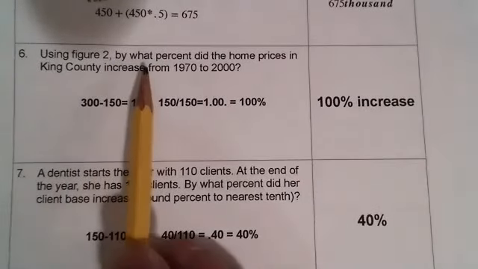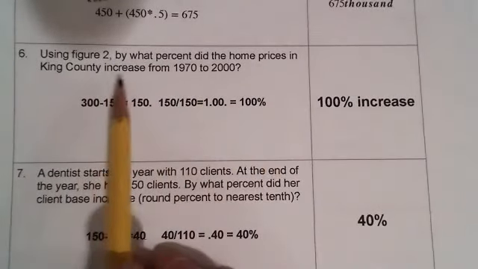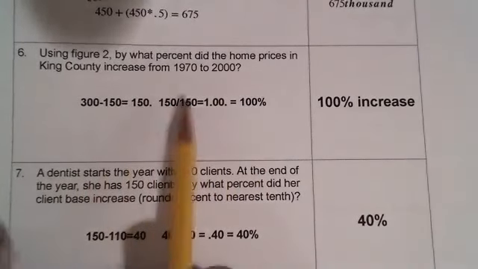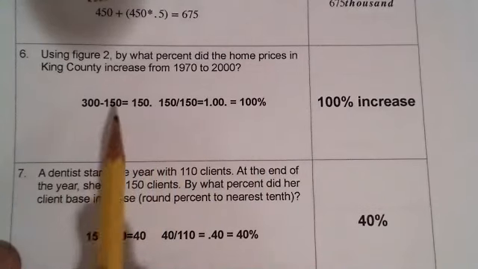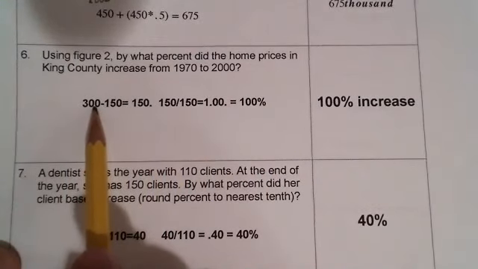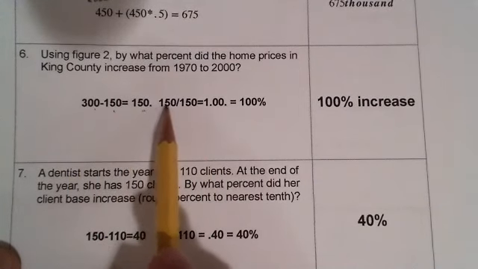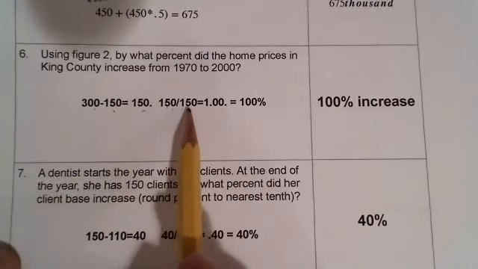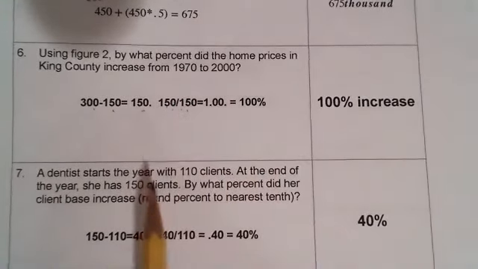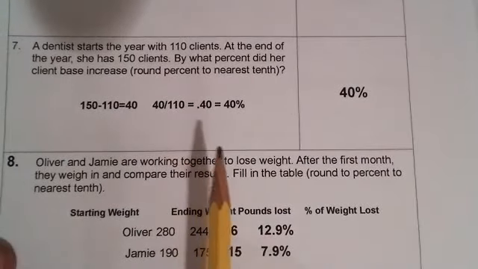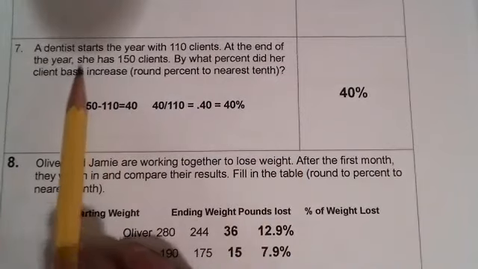Moving on, guys. Using figure 2, by what percent did the home prices in King County increase from the 70s to 2000? This is the same thing, so I'm not going to go over it. It's the same formula. You start with your ending value minus your starting value. You get an answer and divide that answer by your starting value. In this case, with my numbers, it's 1, so that's 100% growth. Same kind of problem, so I can go through this quickly.